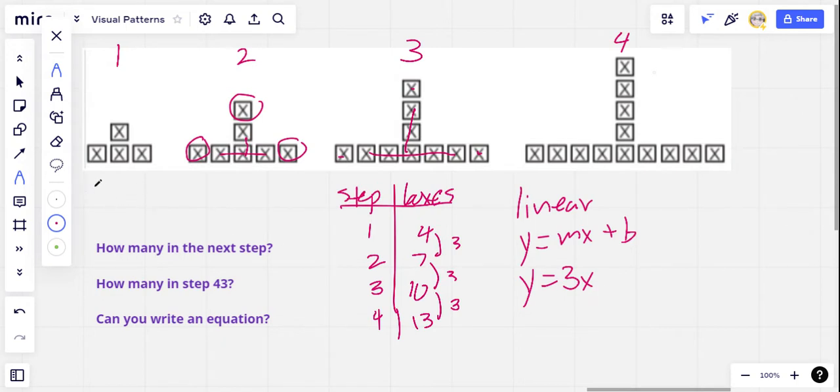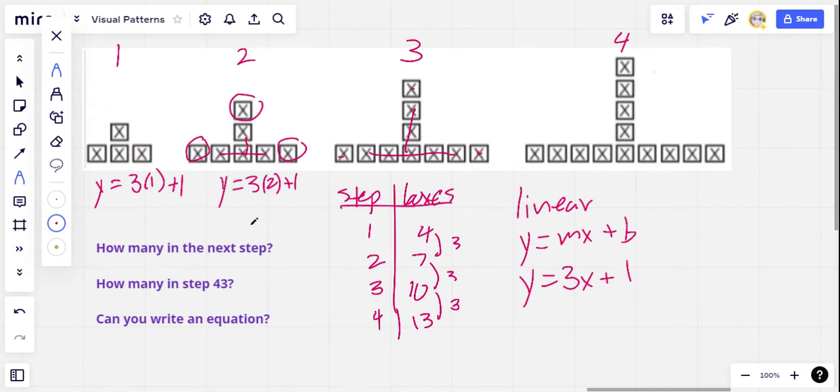So for example, if we said y equals 3 times the step number, here 3 times 1 is 3, but there are 4 boxes. So this would get us 3. We need one more box, so we're going to add 1. And so our equation would be y equals 3x plus 1. Let's test and see if that works with step number 2. y equals 3 times 2 plus 1. That would be 6 plus 1, which is 7. Yeah, there are 7 boxes there. You can test and see if that works out with the other steps too.